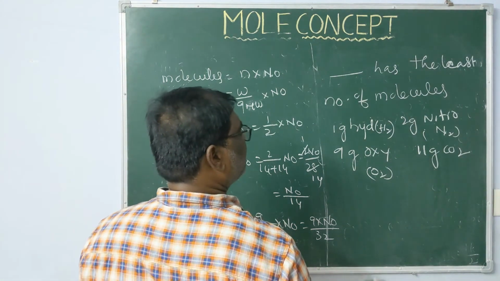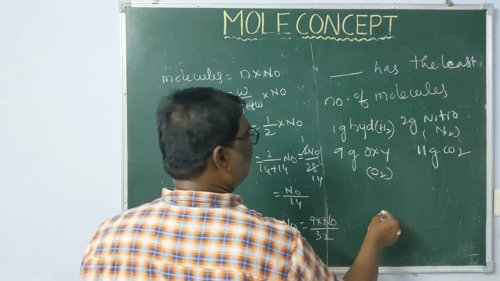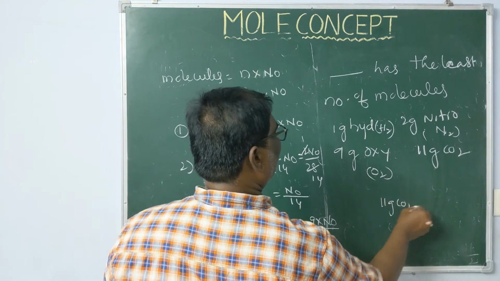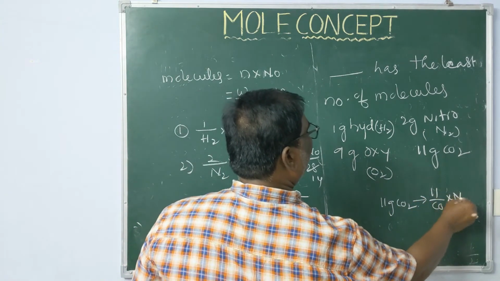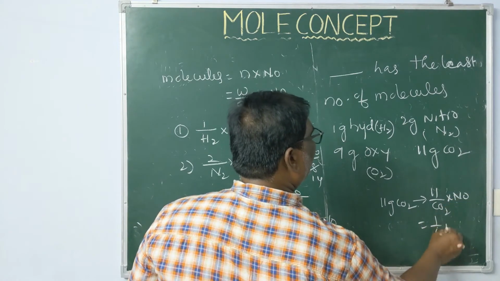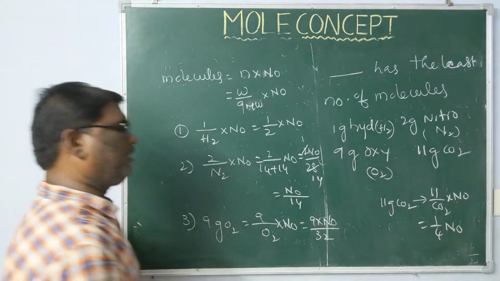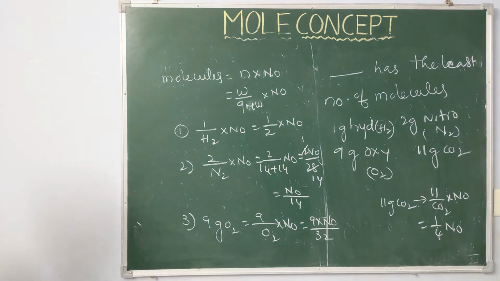So that is the last one. Last one is 11 grams of CO2. This means 11 by formula weight into Avogadro number. This is nothing but 1 by 4 moles of Avogadro number.